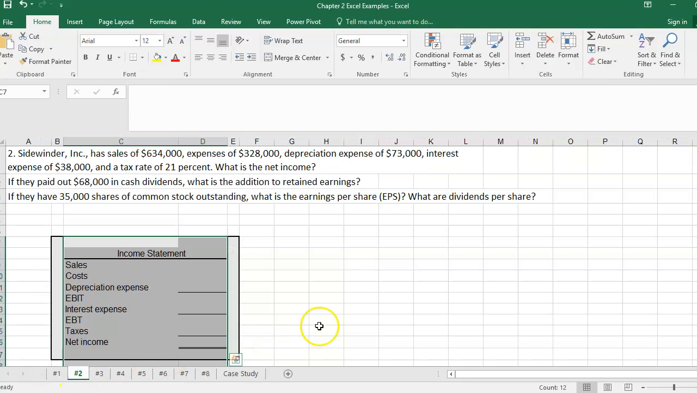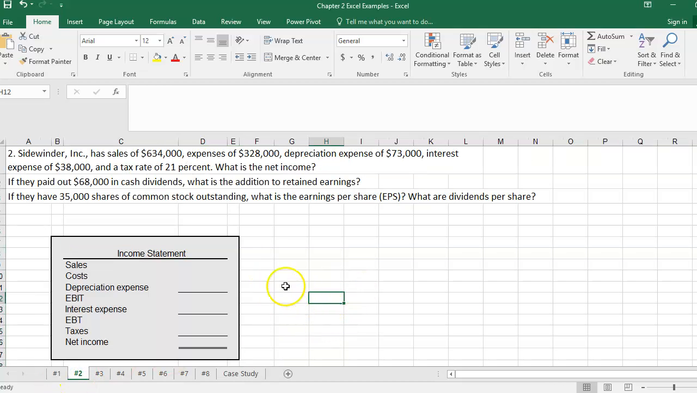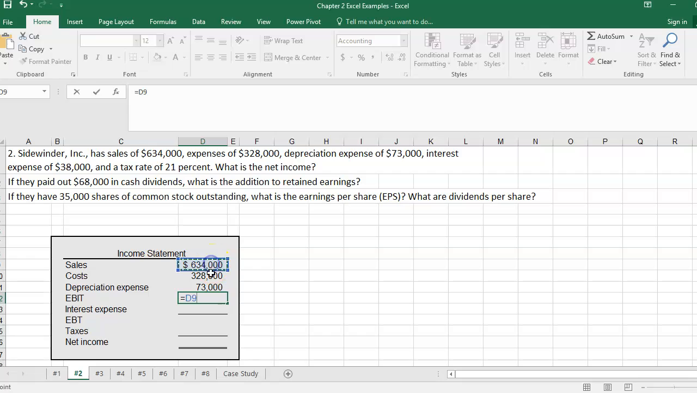The next example, we're going to look at an income statement for an organization. So we have information here that we need for our income statement. So first, our sales of 634,000, and then our expenses or cost of sales of 328,000, and our depreciation expense of 73,000. Sales minus costs minus depreciation expense equals earnings before interest and taxes.